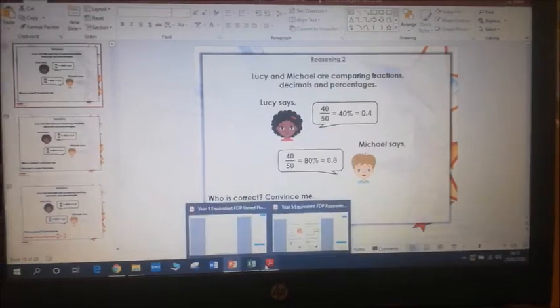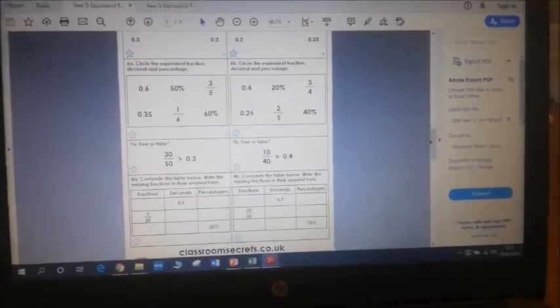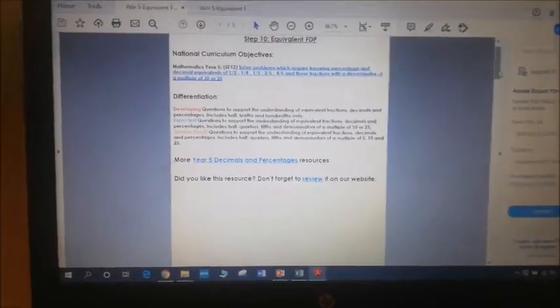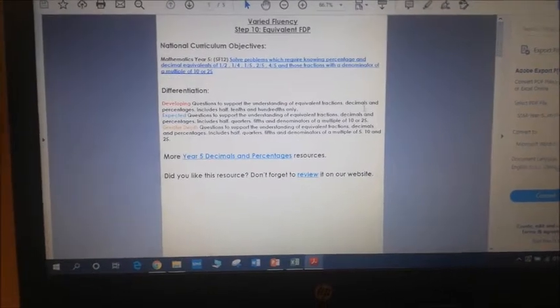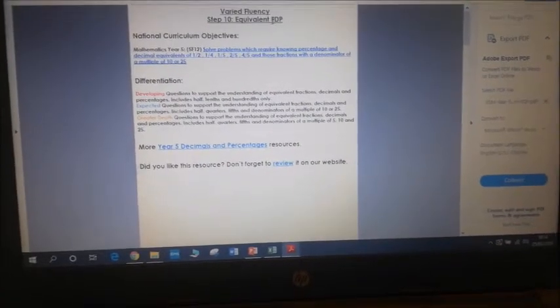Now, I downloaded them already, they'll look exactly the same on the website. If we go up, this is what your sheets are looking like. Ooh, we've got all the way to the top. Varied fluency. Now this is what we always start on in class, and we're on equivalent FDP, which stands for fractions, decimals and percentages. Now it's just got a little bit here of the differentiation: developing, expected, greater depth, etc.